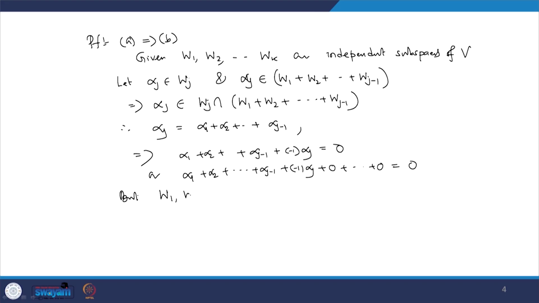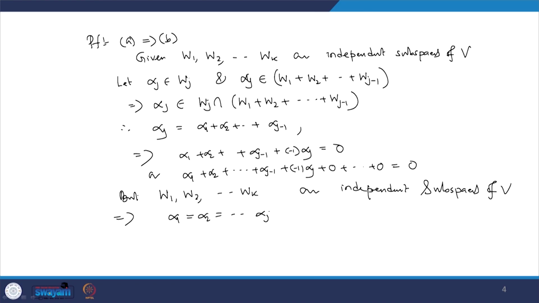W1, W2, Wk are independent subspaces of vector space V. So, this implies alpha 1 equal to alpha 2 equal to alpha j equal to 0. So, this implies Wj intersection W1 plus W2 plus Wj minus 1 must be equal to the 0 subspace.